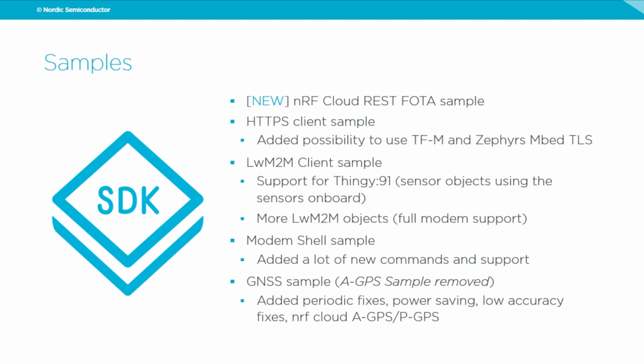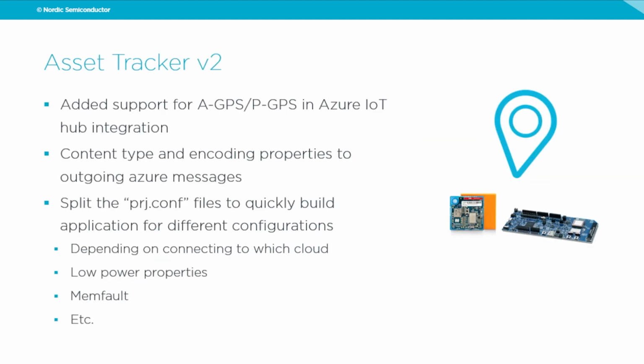And for the GNSS sample, we have added periodic fixes, power saving, low accuracy fixes, nRF Cloud assisted GPS and P-GPS support. So we have removed the A-GPS sample from the SDK and instead added that support into this GNSS sample.